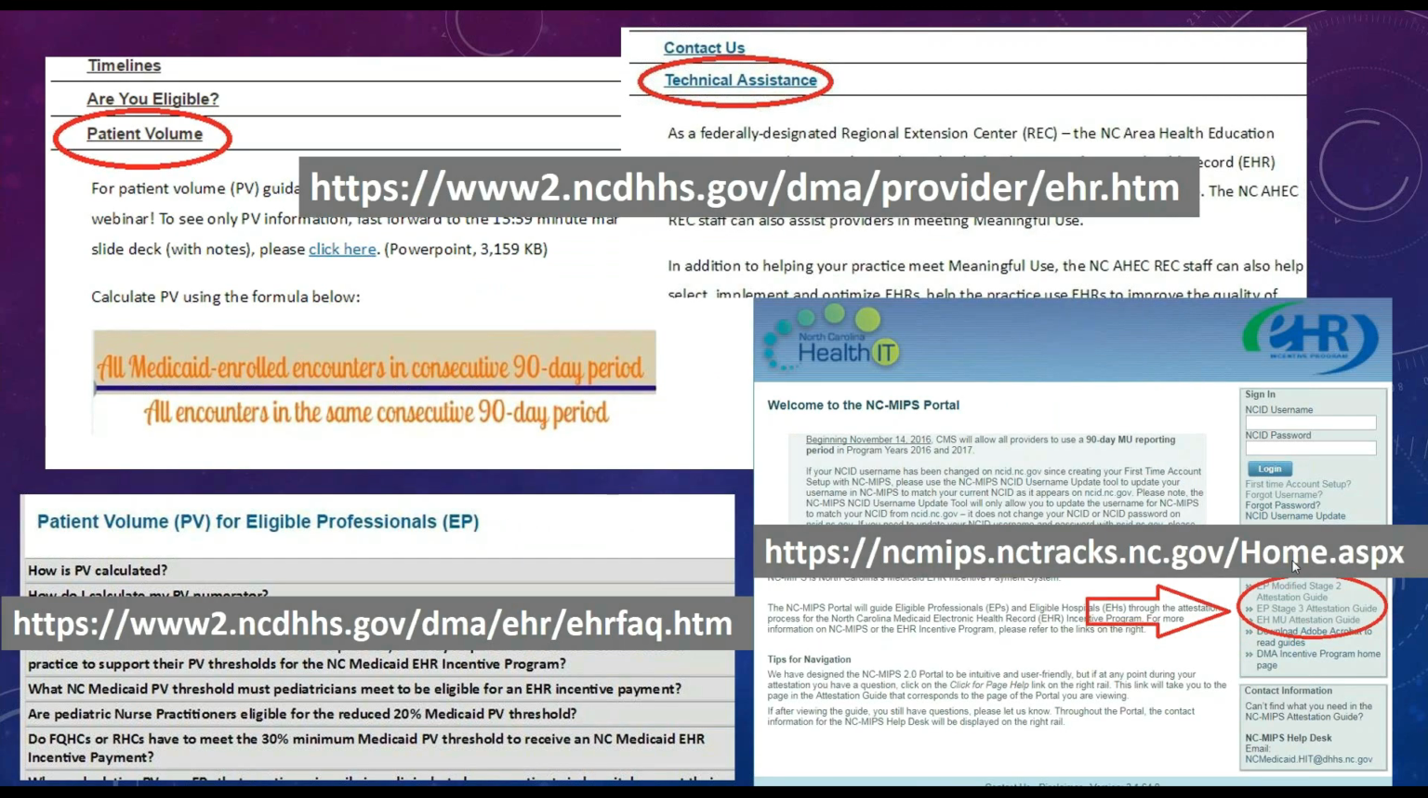There are a lot of PV resources out there to help you. The PV tab on our website has more detailed PV webinars, PDFs, and general PV information. The attestation guides on NC-MIPS actually help you during the attestation. And we have a PV section on our FAQ page that addresses common PV questions. You can also contact the NCAHECS. They have boots on the ground and can provide more personalized attestation assistance. See the Technical Assistance tab of our website for contact information.